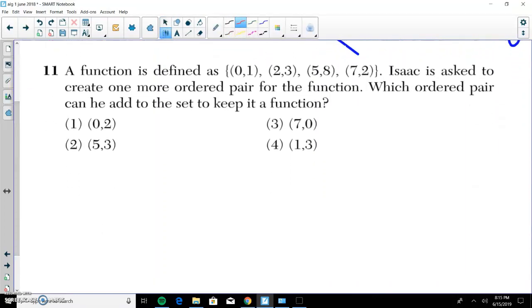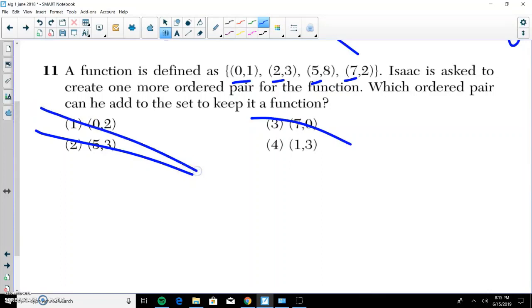Okay, 11. A function is defined as 0, 1, 2, 3, 5, 8, 7, 2. Isaac is asked to create one more ordered pair for the function. Which ordered pair can he add to the set to keep it as a function? Functions are where the x values cannot repeat. So choice 2 repeats 5, choice 3 repeats 7, and choice 1 repeats 0. So 4 is the correct answer.